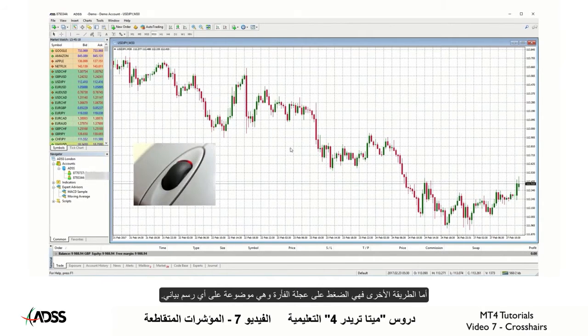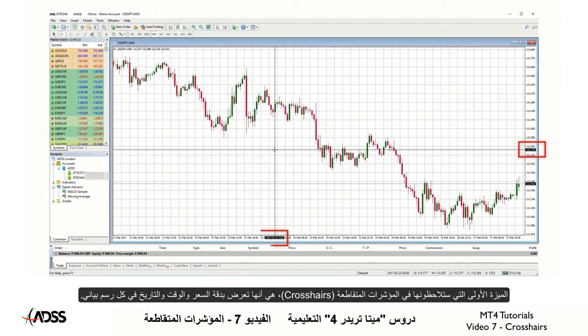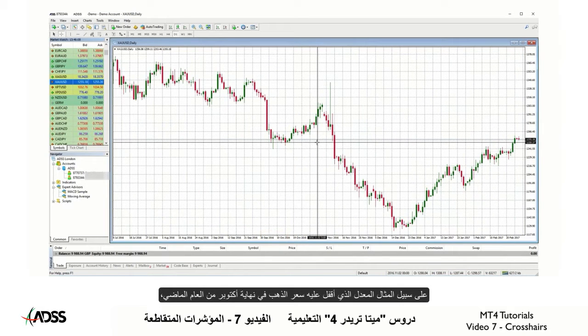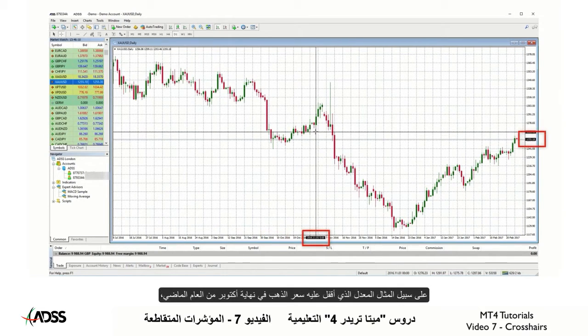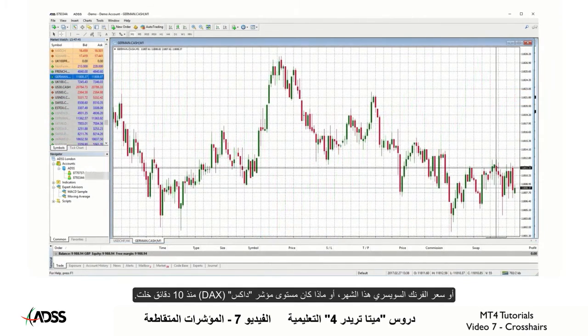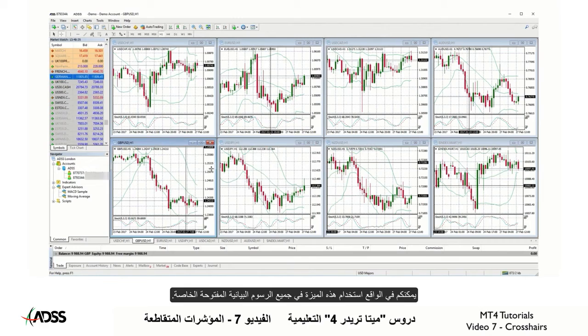The other way is to simply depress your mouse wheel while in any chart. The first feature you will notice in the crosshairs is that it accurately displays price and the time and the date on each chart. This can be handy for checking historical data. For example, where gold closed at the end of October last year, where dollar Swiss opened this month, or what was the level of the DAX 10 minutes ago. You can in fact use this feature on all your open charts.